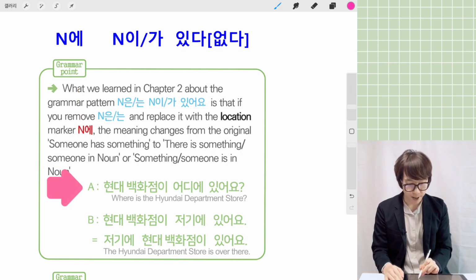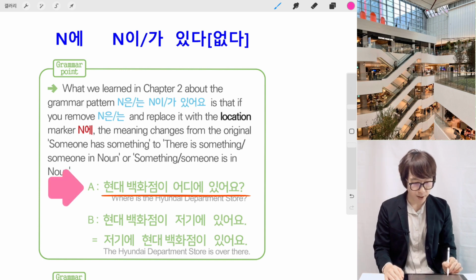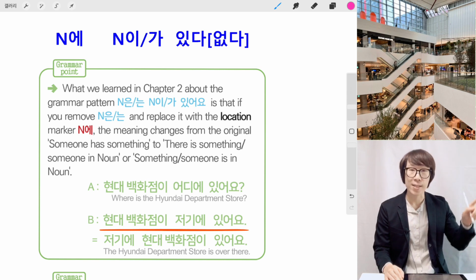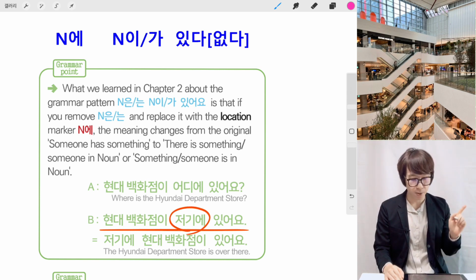Example, can you see here? 현대백화점이 어디에 있어요? So the question is, where is the Hyundai department store? And then B said, 현대백화점이 저기에 있어요. So the Hyundai department store is over there. 저기 is over there.